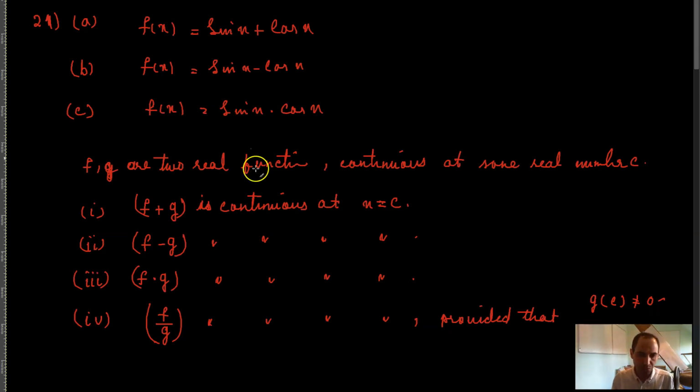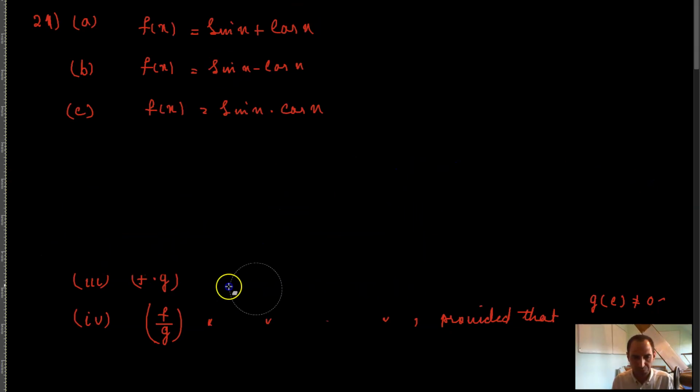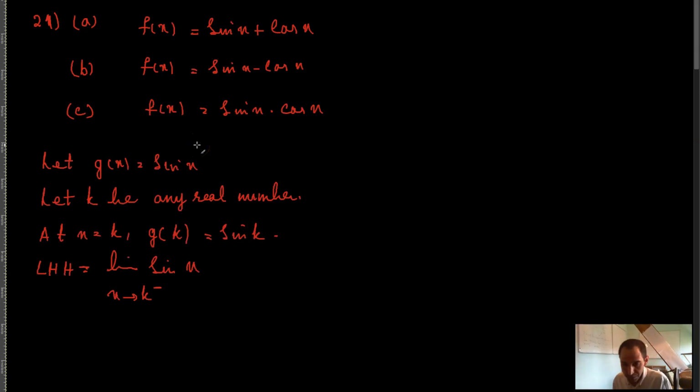But these three would be continuous, of course. So now let's basically do these three. So first we need to show that sine x and cos x are continuous functions. Now, okay, so now there is actually an interesting way of showing that the sine function is a continuous function.